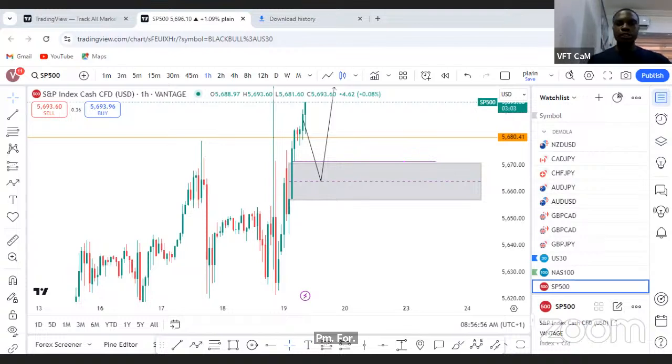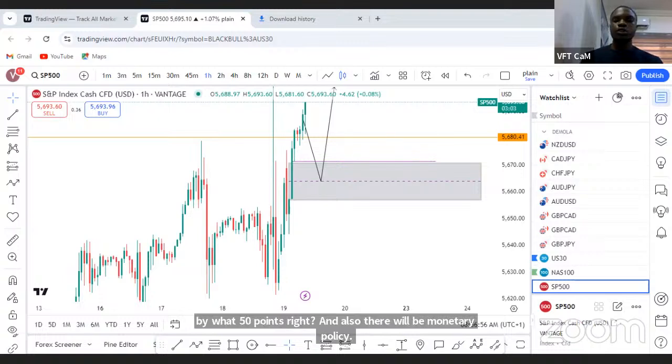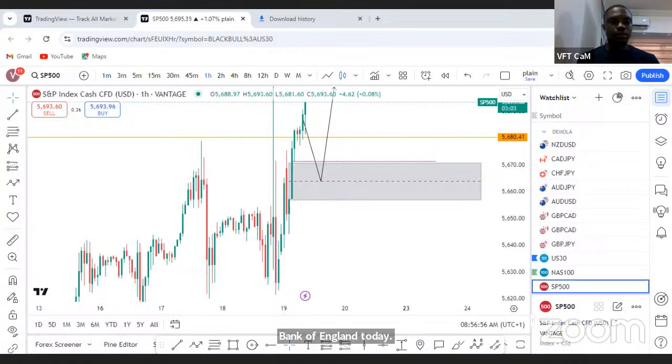Quickly before I move, yesterday there was an FOMC meeting, and we saw that the US reduced the rates by 50 basis points, right? And there will also be a monetary policy decision from the Bank of England today. With the fundamental news I'm reading through, analysts are forecasting it to remain unchanged. That means if it remains unchanged, I might be looking at interest rate divergence between the pound and the dollar. So let's watch out for that, right? It's something we can take advantage of.